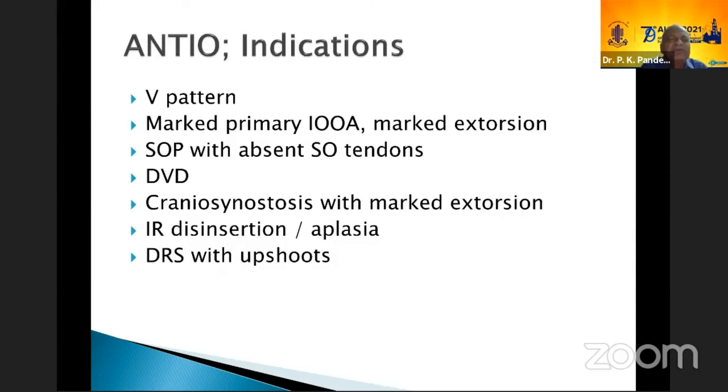Then of course DVD is a very important consideration because this was discovered accidentally that it works in DVD, and a lot of literature is there, ATIO and DVD. It has been found to be quite useful. Then you have craniosynostosis syndromes with marked extorsion. There also it can be of use. Then you have IR insertions, aplasia, because if there is no IR, then again this procedure is a good procedure. And in some cases with DRS and upshoots also it has been done.